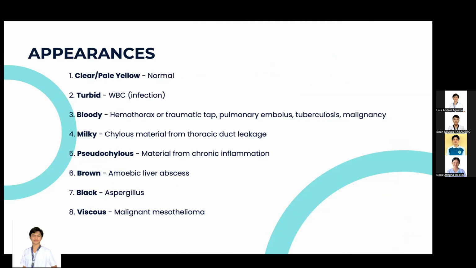First appearance, we have clear pale yellow, which is considered normal. Next, we have turbid. This usually indicates a high white blood cell count, suggesting an infection. Bloody fluid or hemothorax can be due to a traumatic tap, a pulmonary embolus, tuberculosis, or malignancy or cancer. Next, we have milky fluid, which points to a chylous effusion from a thoracic duct leakage.